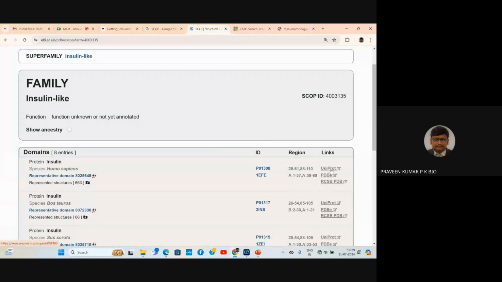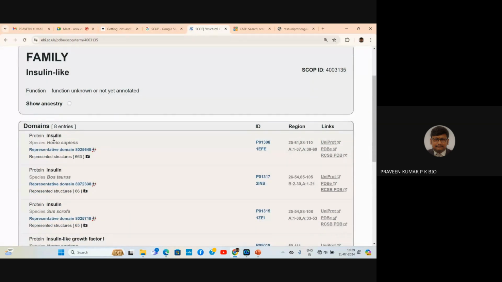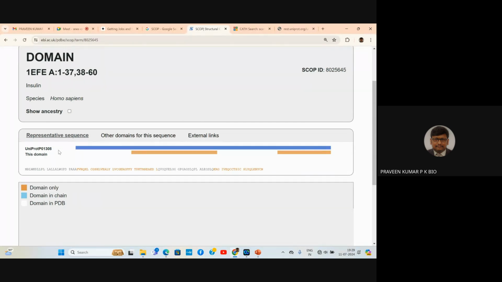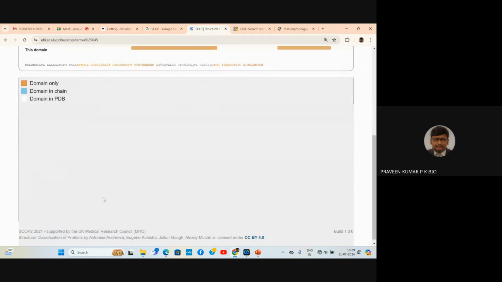If you click this, it takes you to the UniProt of insulin. If you click this, it takes you to the PDB. PDB.org is different, and RCSB PDB is different. So you have two kinds of entries. One is a UniProt ID, and of course this is a PDB ID. Okay, so now we can see this kind of domain which is coming in SCOP. So this is information you can find in SCOP.